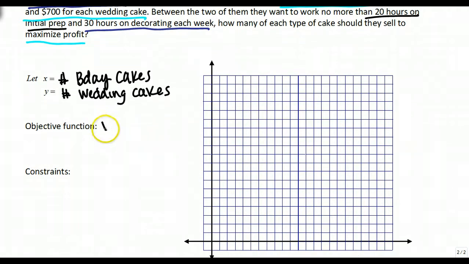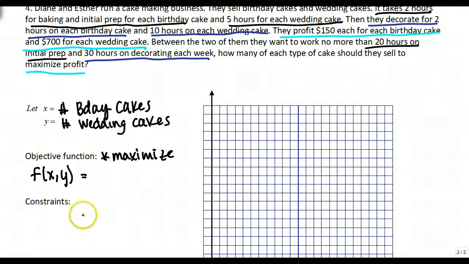So your objective function is what you're trying to maximize or minimize, depending on the problem. So what do they want you to maximize? Well, it says to maximize profit. So your objective function, we'll label it f of x y since x and y are our variables, is what we want to maximize. Well, it is profit. So I underline those in this light blue. They profit $150 per birthday cake plus $700 for each wedding cake. So then I get to be done with that information. So now I'm even going to erase the blue so we don't try to use it again.